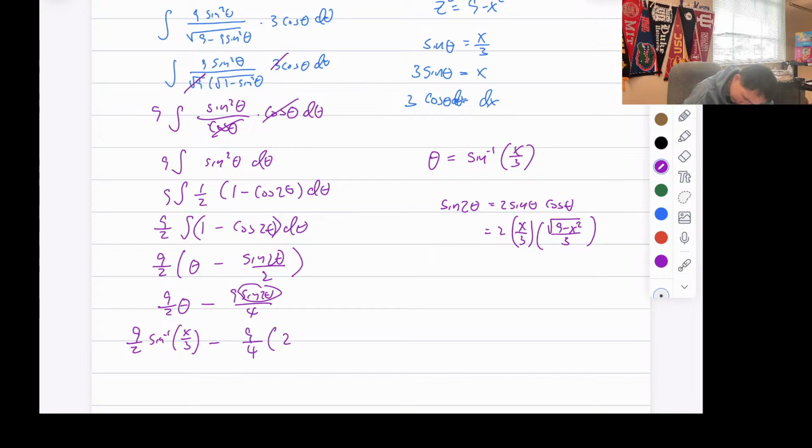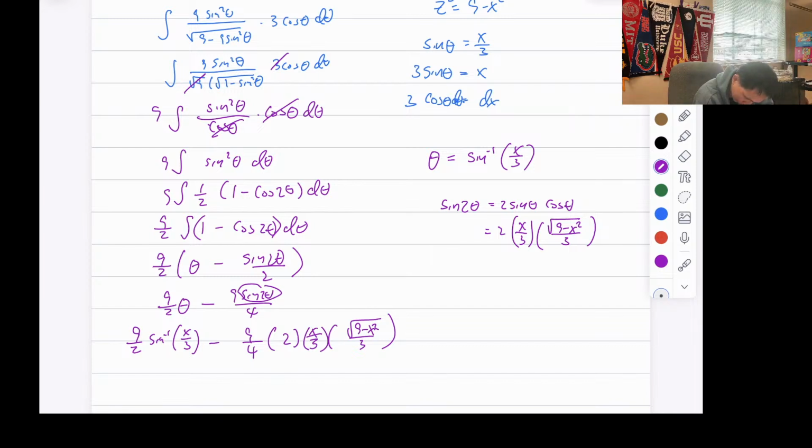What do you mean? For which part? I don't know. First step? What do you mean, where is that from? Where is that? But look. Cosine theta equals the square root of 9 minus x squared, divided by 3.